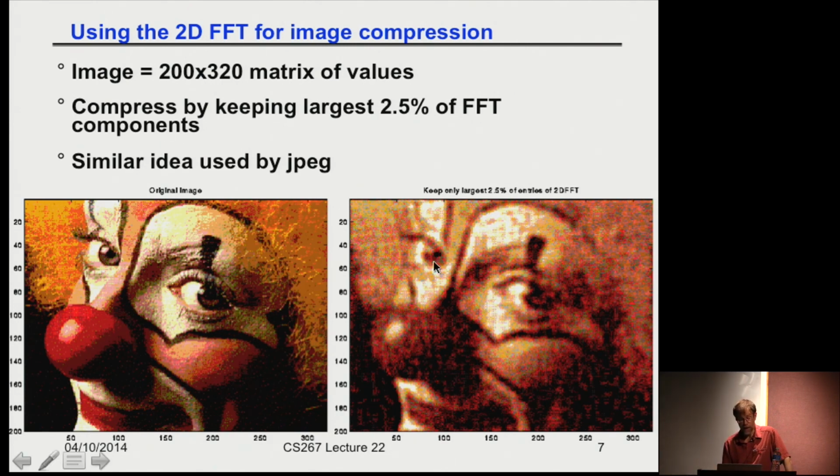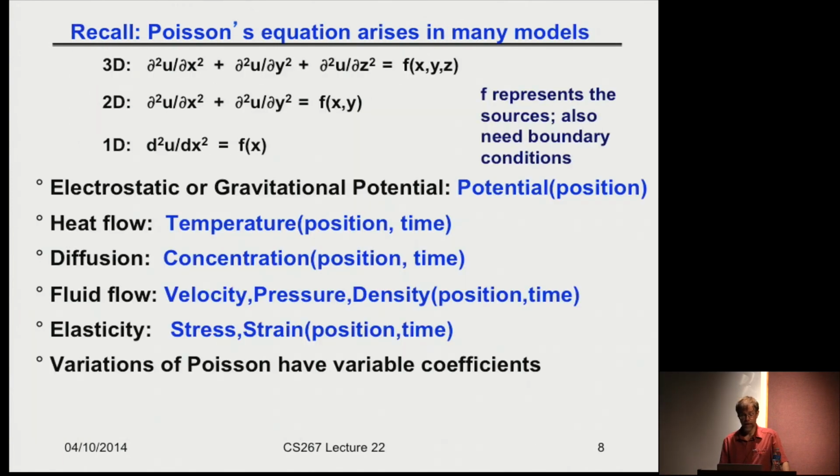And then when you un-FFT it, you get back the images that we're all used to looking at. I mean, this is a JPEG image. So this is something that's used all the time. So those are 2 canonical examples. But the one that I'm going to mostly run with today is Poisson's equation, again, as usual.